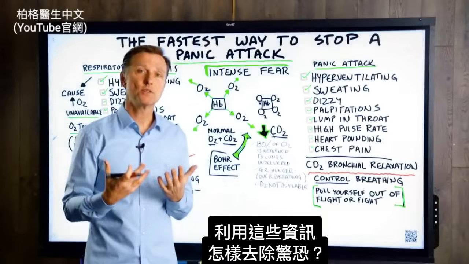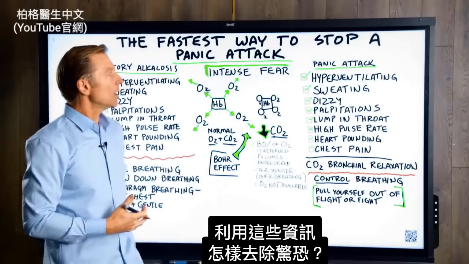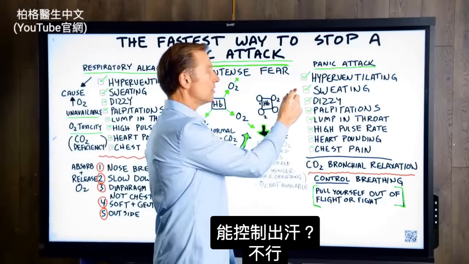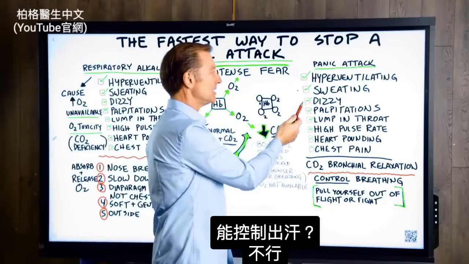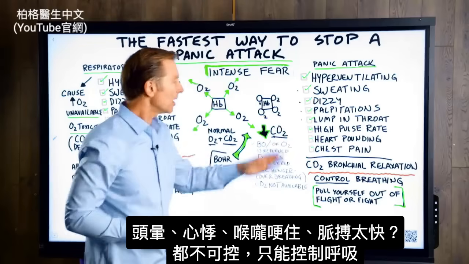So how can we use this information to pull ourselves out of a panic attack? Well, which one of these conditions can we control? Can we control sweating? No, not really. How about dizziness, palpitations, lump in your throat, high pulse rate?